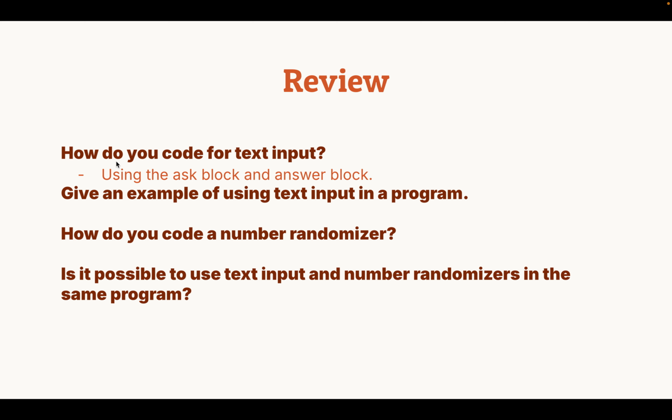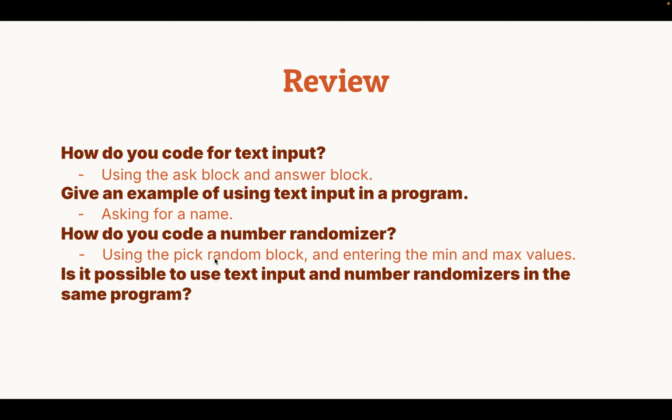The next question is, give an example of using text input in a program. Okay, an answer for this is asking for a name, but there are many other answers you guys could have come up with. The third question is, how do you code a number randomizer? The answer is using the pick random block and entering the minimum value and maximum value. So for example, you could pick a random number between 1 and 10.